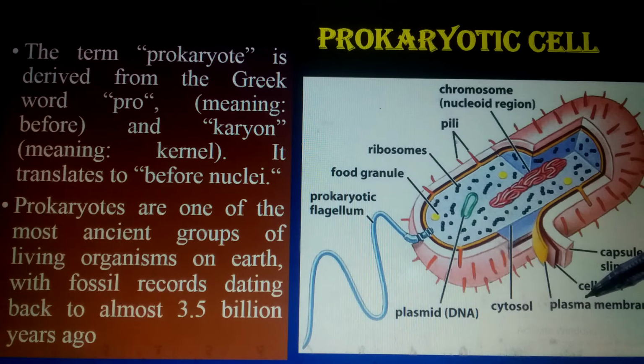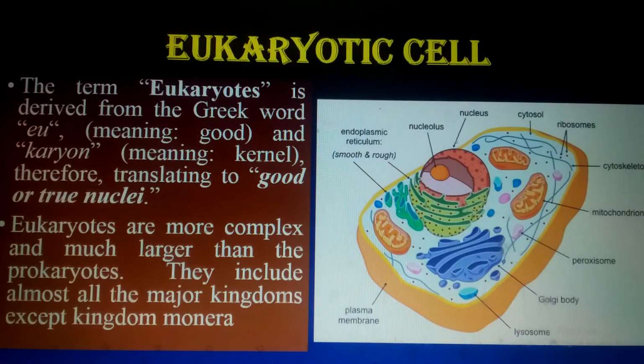Is it clear? Is everything clear to you now? Now I'm moving towards the next cell, the eukaryotic cell. What is the meaning of eukaryote? Eu means true and karyon means kernel, the nucleus.